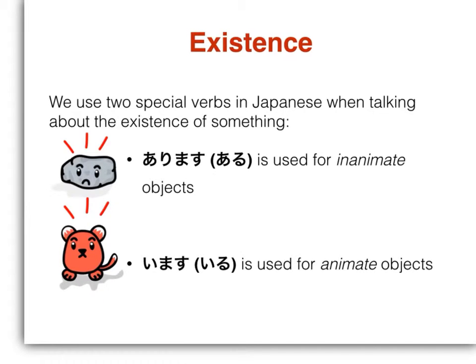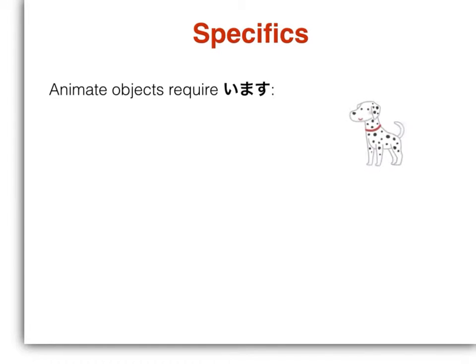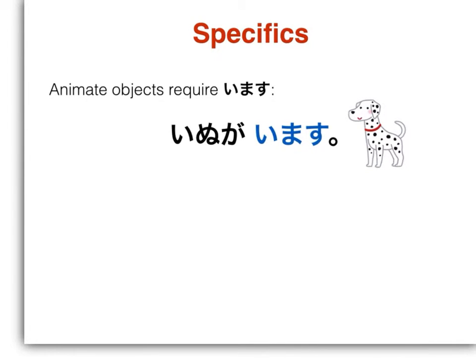Let's have a look at some usage examples. Remember that animate objects require imasu. Our first example, inu ga imasu. Inu ga imasu. There is a dog.